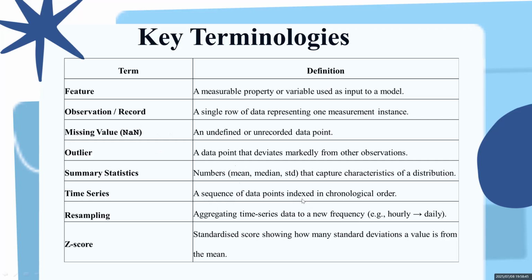For example, moving from hourly to daily. Now, we have the z-score, which is the standardized score showing how many standard deviations a value is from the mean, and minimum. In case you come across other terminology, you could also look it up and you'll come across more. But I just want to mention a few.